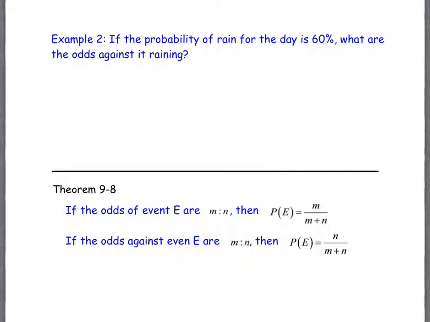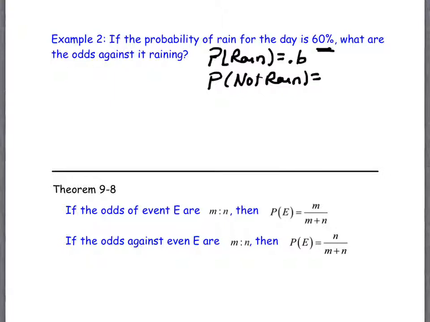Okay? So if the probability that it rains is 60%, that's 0.6, right? So what's the probability that it does not rain? 40%, right? Or 0.4. Okay, so these are the two things that we're going to compare. The probability it rains, the probability it doesn't rain. Now, this right here wants the odds against it raining, right? So these are the odds that it won't rain. That's what it's looking for. So we want the odds of no rain.